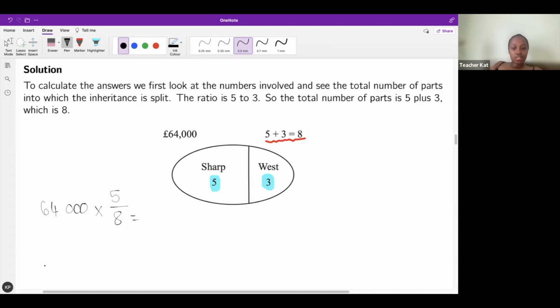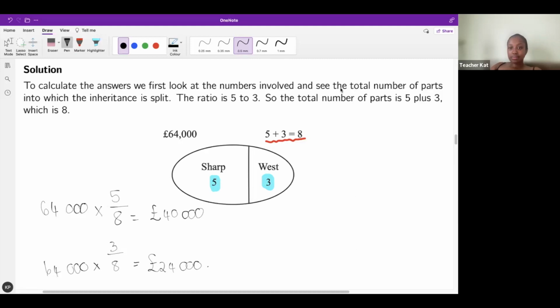And for West, you're going to do the same thing. Thank you very much. 40,000. Okay, 64,000 times West gets 3 out of 8. And that's going to give us, I'm assuming, 24,000.